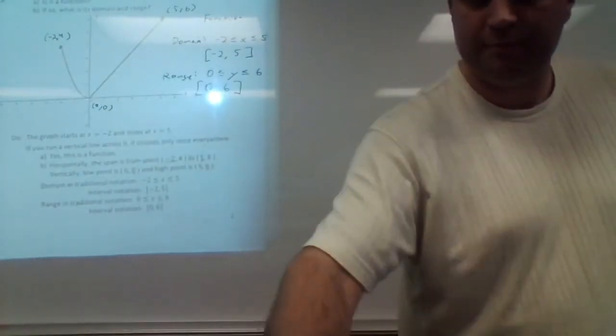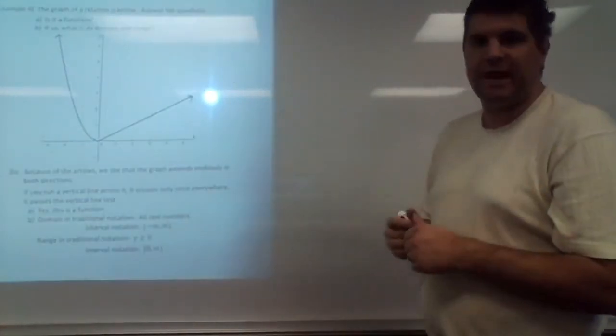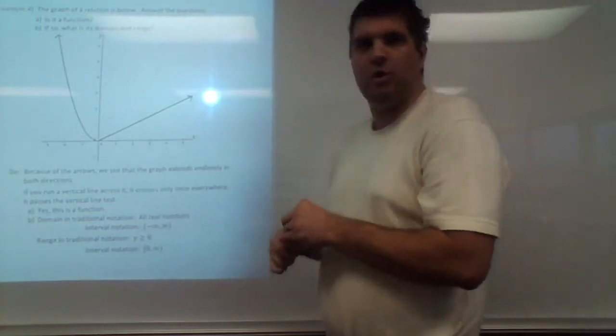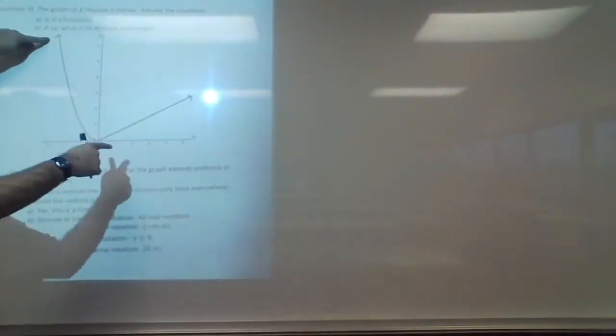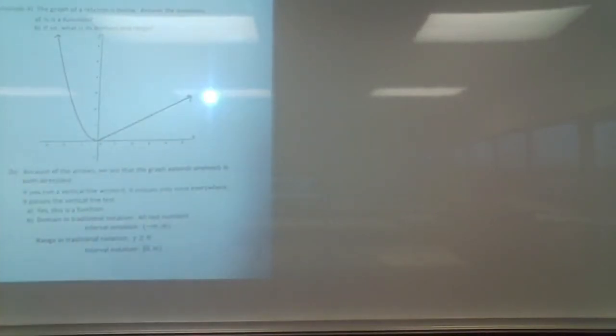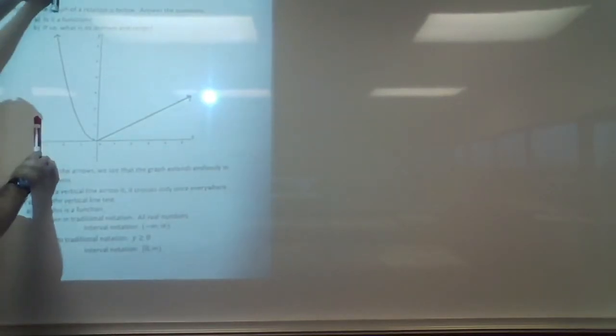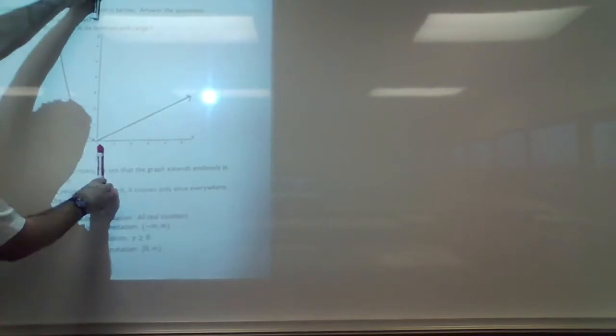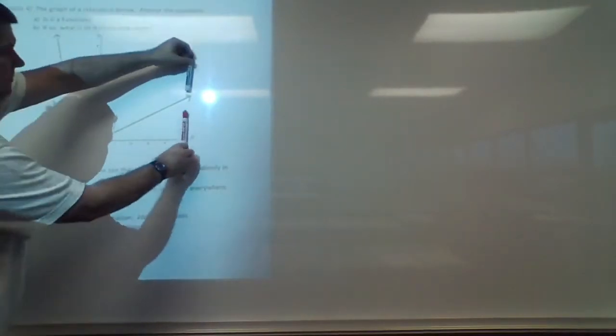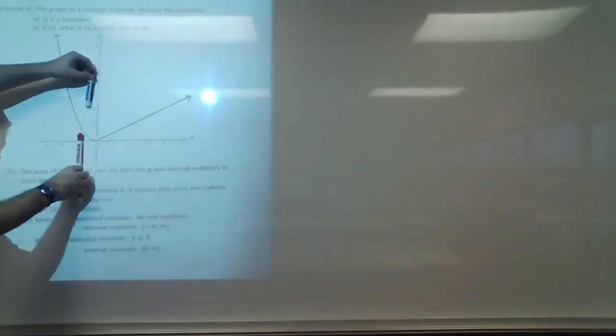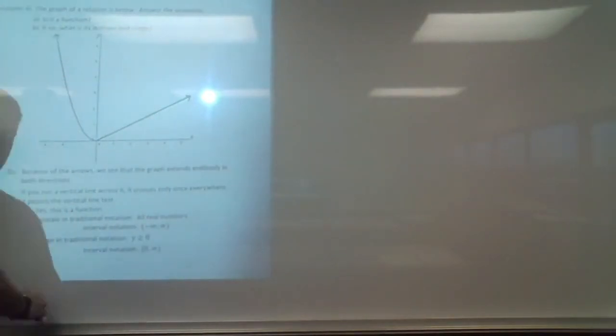Okay, I'll put the next one on the board. Example 4. Now, if you'll notice, these have arrows. Okay, that means they go on forever in those directions. Now, if we run our vertical line across, it crosses once everywhere. Okay? So, this is also a function.